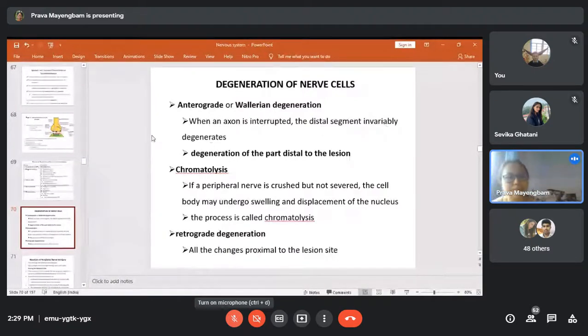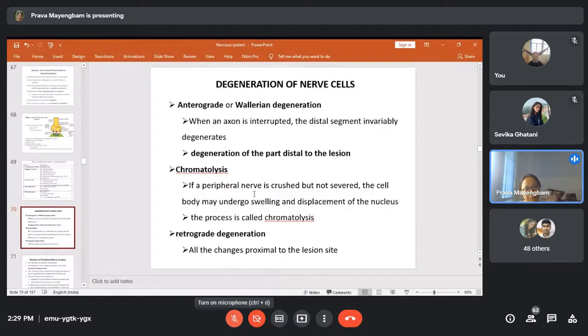That means suppose the body or the soma of a neuron is interrupted. Okay, that means there is some injury. Then the distal segment, the axon or the axon terminals, they get degenerated. Okay, so this kind of degeneration is called anterograde or Wallerian degeneration. Another way of degeneration is through chromatolysis.